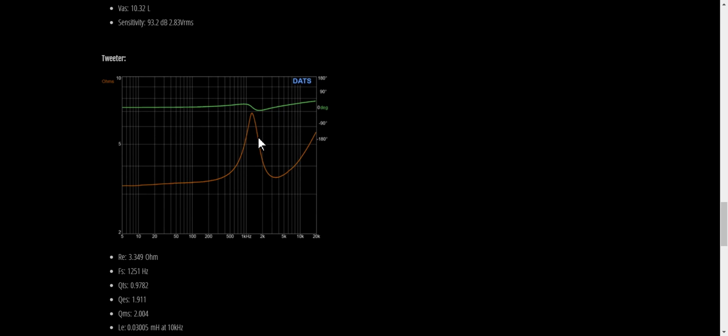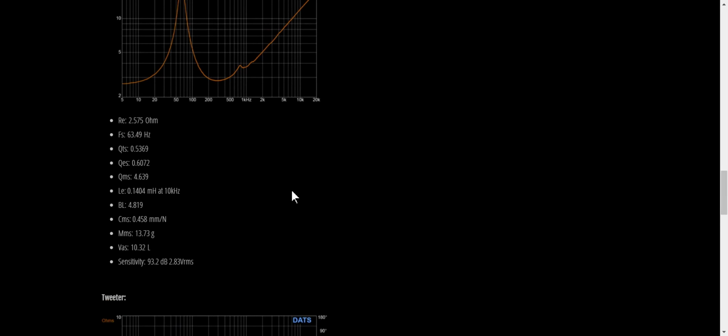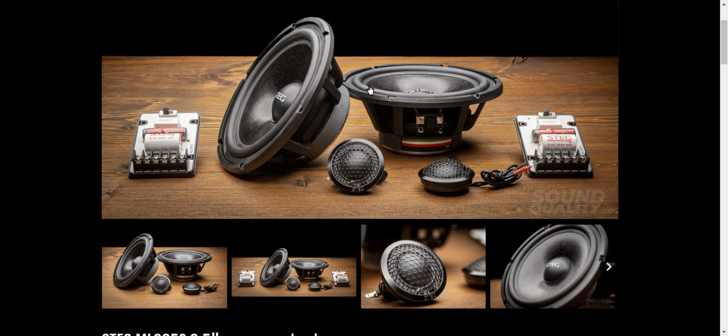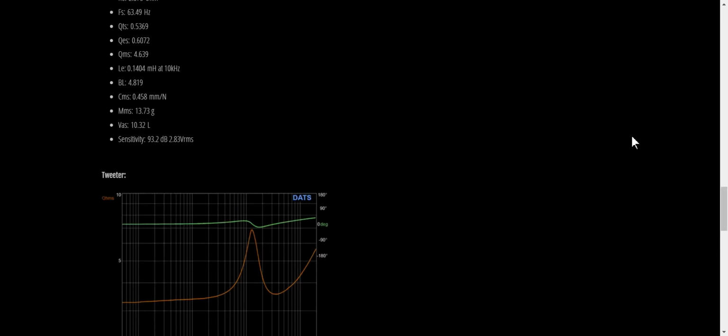Still, this is an excellent way to sell speakers. And I would call this an excellent setup for someone to put in a vehicle. If you guys are interested in a really cool little set for $177 with excellent specs, the money spent where it needs to be spent and not blown on crazy stuff, this little set from STEG might be just perfect. The price is nice and low, and the quality looks really good. Yeah, I can't really find anything bad about it.